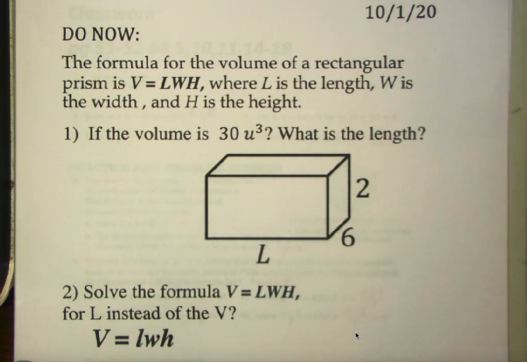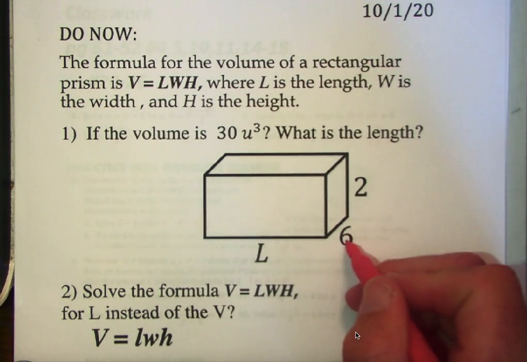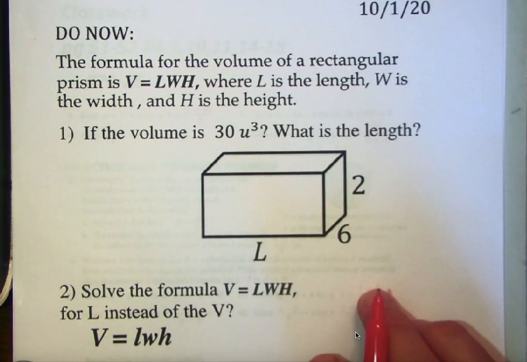Great. The formula for the volume of a rectangular prism is V equals L times W times H, where L is the length, W is the width, and H is the height. If the volume is 30, what is the length? So I normally have students come up. Okay, so something times 6 times 2 must be 30.